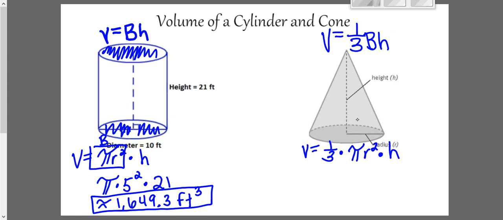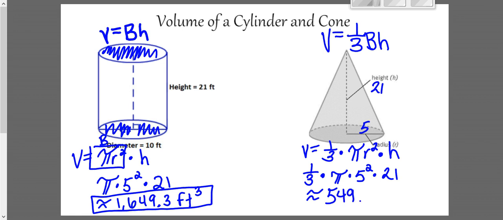So we're going to use the same radius and height as we did with our cylinder. So my radius is going to be 5 still. My height will be 21. So in my calculator, I'm going to type 1/3 times pi times 5 squared times 21. You should get approximately 549.8 feet cubed.